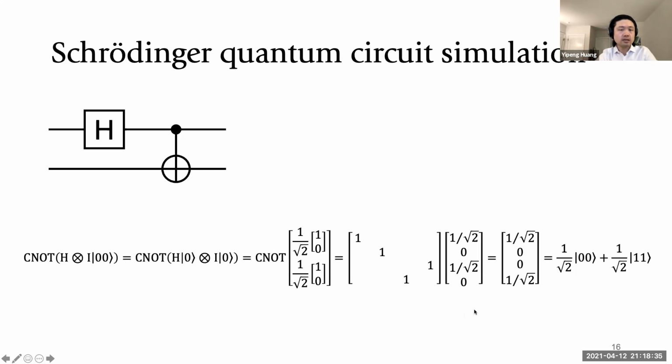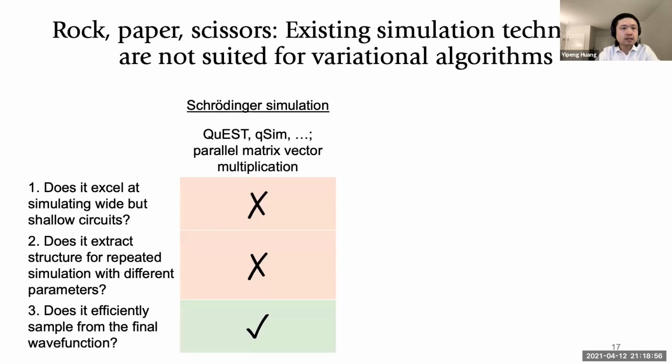And so to simulate the behavior of the quantum circuit, you would just multiply the unitary matrices against the state vectors. And in general, because the state vectors grow proportional to the power of the number of qubits in the quantum circuit, this style of simulation is very costly in terms of its memory footprint. And so let's compare that to the key properties of variational algorithms.